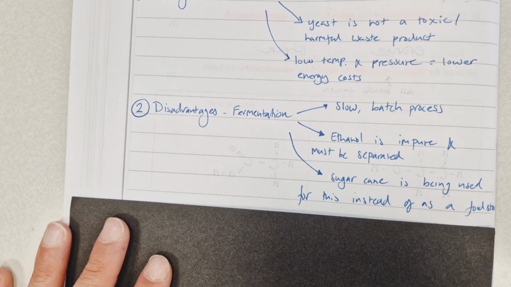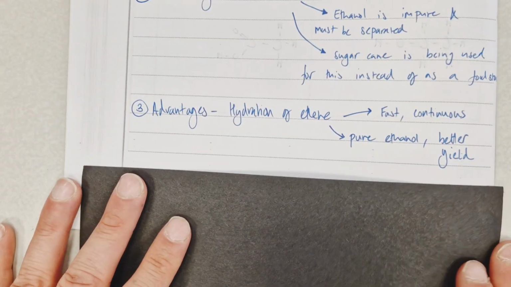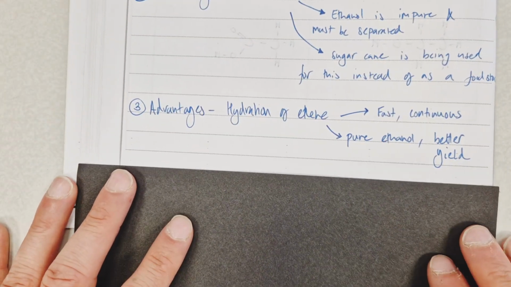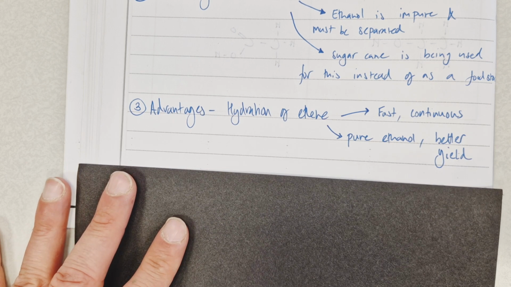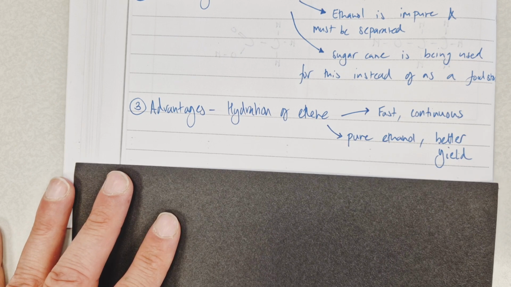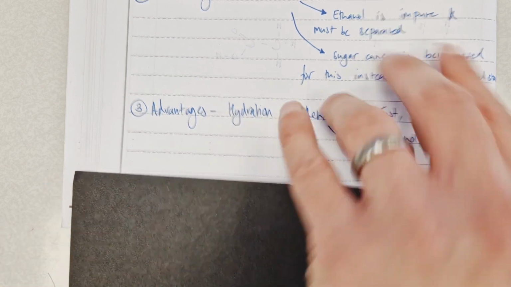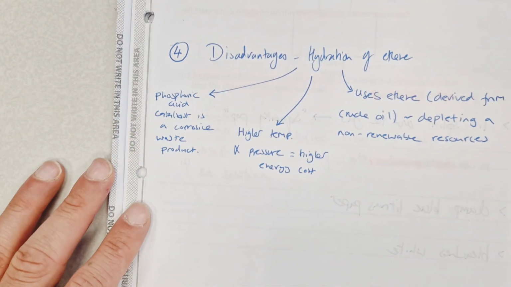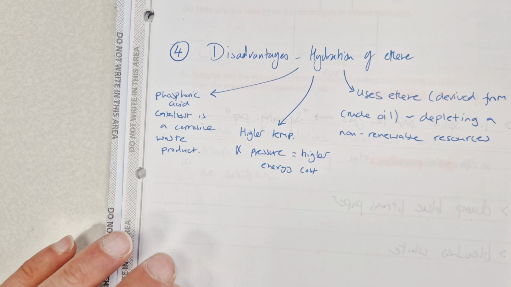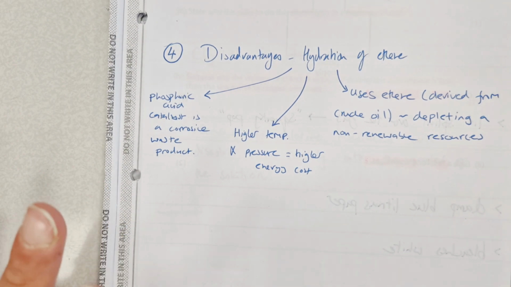Now, in terms of hydration of ethene, its advantages are it's far faster and it's a continuous process running 24/7, and it's going to produce a pure ethanol at the end, just ethanol as the only singular product, and give you therefore a higher yield than the fermentation process would be able to produce. On the other hand, though, there are some disadvantages to the hydration of ethene, including the fact we're using a concentrated phosphoric acid catalyst, which is a corrosive waste product, and we need more consideration in terms of how we're going to deal with that.